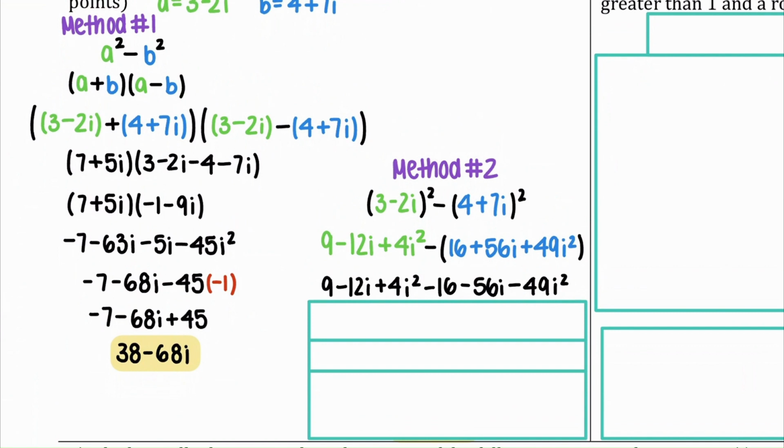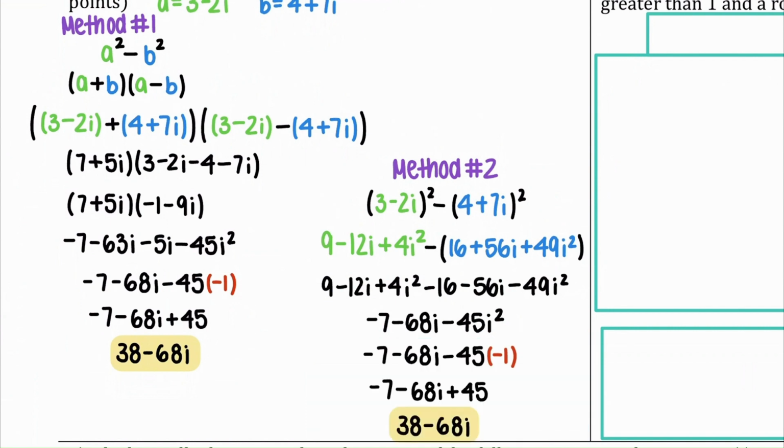So again, there's a multitude of ways to do this. You don't have to do it exactly how I'm going about it, as long as it's mathematically sound. So from here, after we combine like terms, combine all the constants, and then the i's, and the i squareds, gives us negative 7 minus 68i minus 45i squared. And once again, from here, because we know i squared is equal to negative 1, then it becomes very similar to what we saw in method number 1, and therefore giving us the same exact answer of 38 minus 68i.